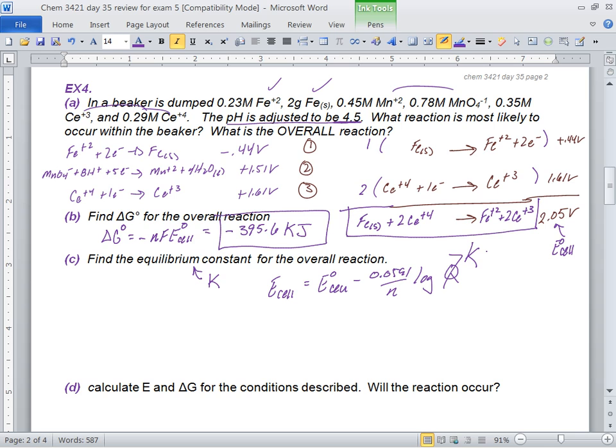Now you got to change something else though. Otherwise you're not at equilibrium. That voltmeter has to read 0. So if you bring the E0 cell over to the other side, it's going to be negative. Those negatives will cancel. You pretty much end up with E0 cell equals 0.0591 over n log of K.